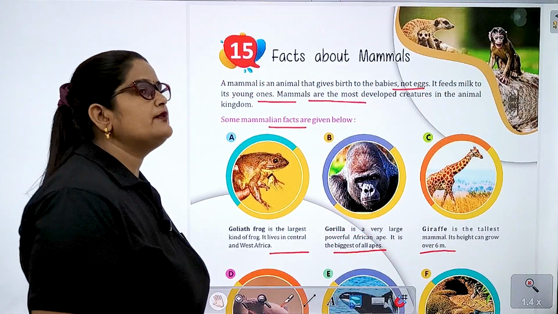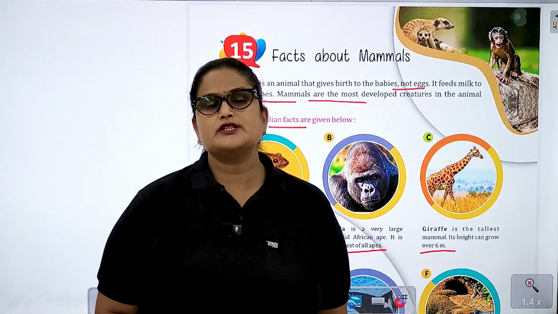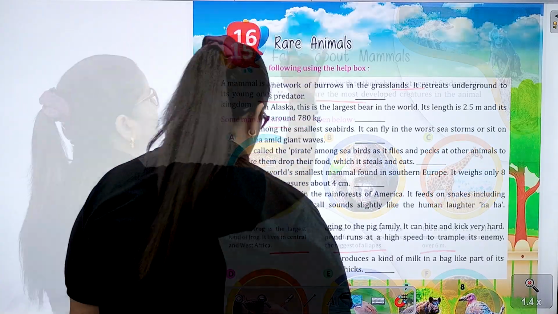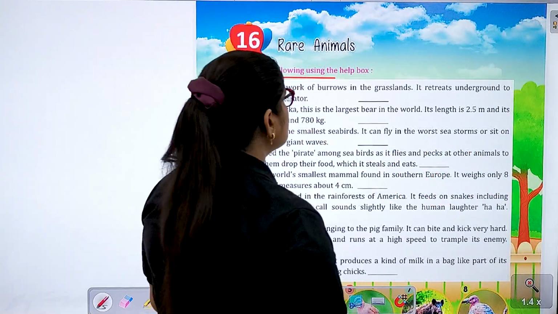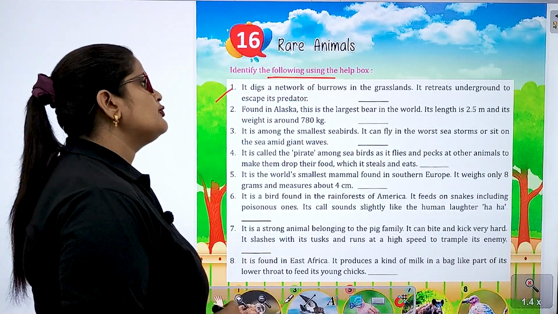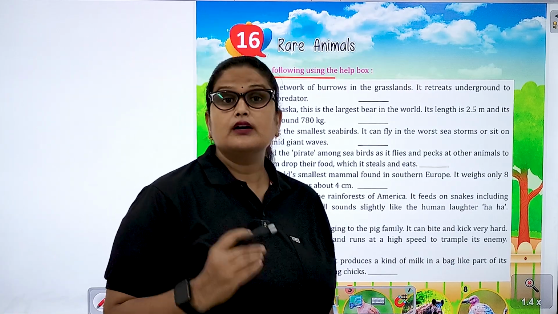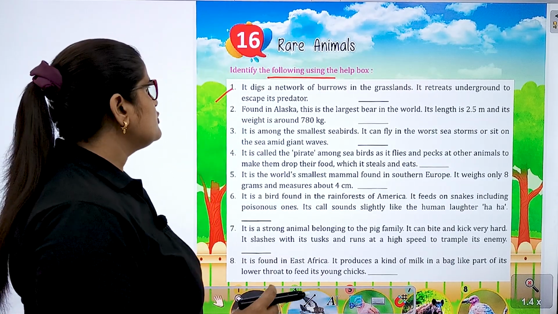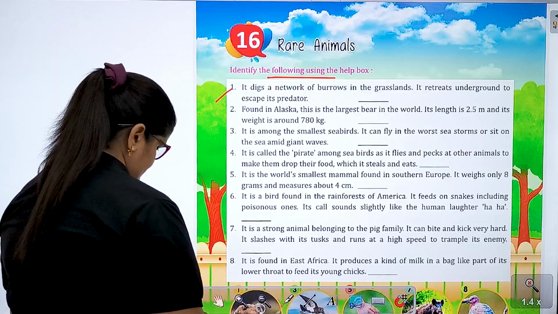Everyone, this chapter is in here. Now let's begin the next chapter, chapter number 60. Rare animals. Identify the following using the help box. It digs a network of burrows in the grassland. It retreats underground to escape its predator.